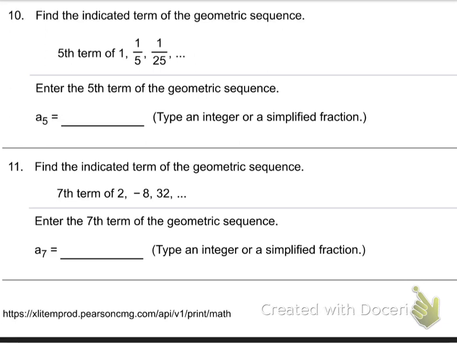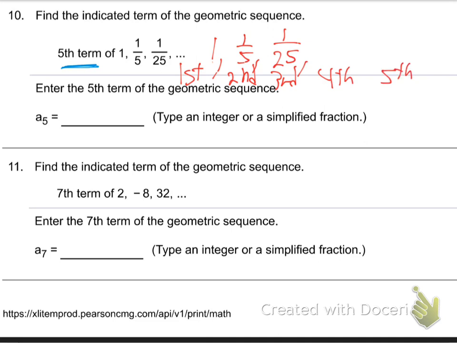So there's number 10. They want the fifth term of that sequence of numbers. Let me write it a little bigger for you: 1, 1/5, 1/25. This is the first term, second term, third term. There's the fourth and the fifth. So what could we do? I'm not going to use any formulas on this one because it's only 2 jumps away. It's not far away.